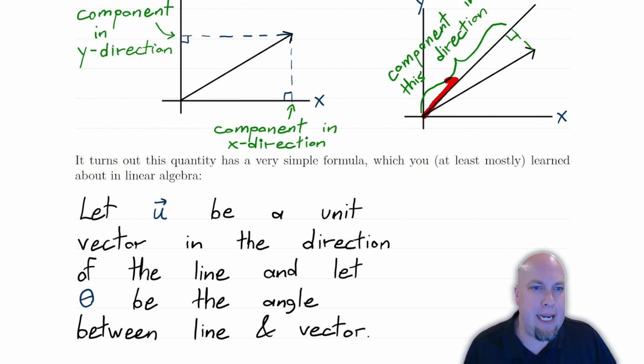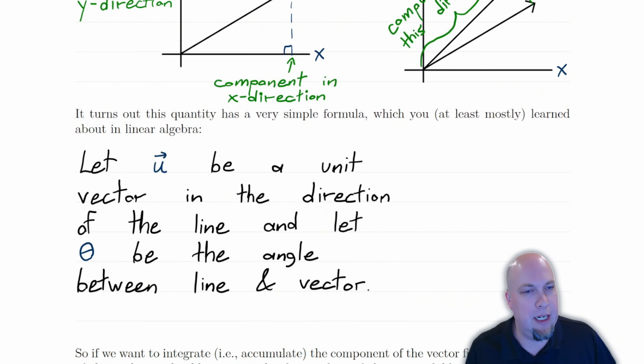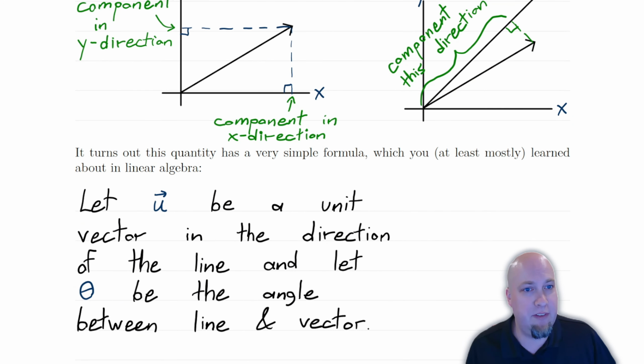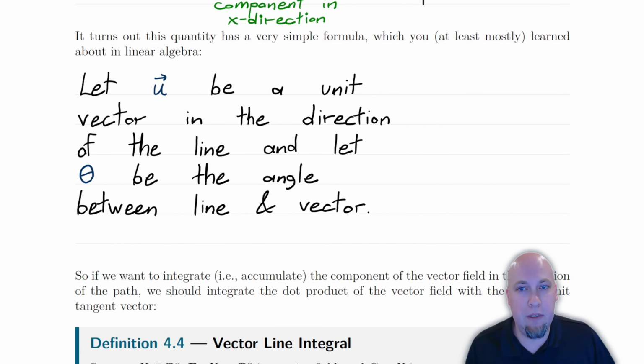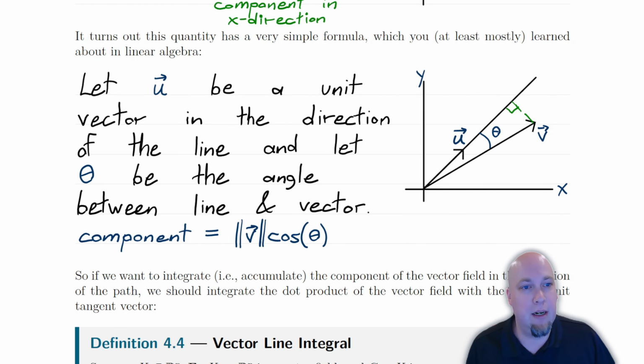I'm going to give a name to a unit vector in this direction, because I'm trying to compute a component in that direction. I'll call the vector of length 1 in that direction u. And I'm going to say that theta is the angle between these two lines, between this vector, which I'll call v, and that unit vector u that I just introduced.